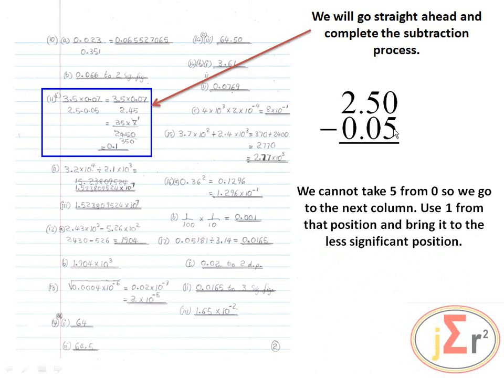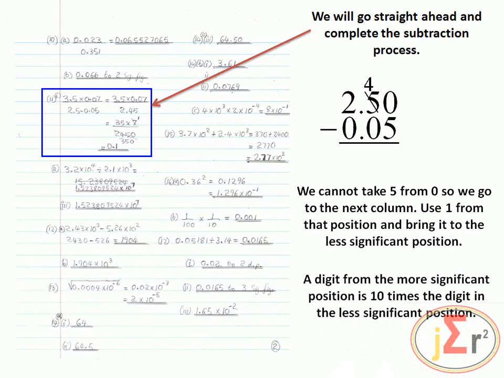We cannot take 5 from 0, so our first attempt in carrying out the subtraction process is to say 0 minus 5. But we cannot do that. Because we cannot take 5 from 0, what do we do? We will go to the next column, this one, use one from that position and bring it to the less significant position. So remove one from that 5, we have 4, and take that one and bring it to the next significant position. A digit from the more significant position is 10 times the digit in the less significant position.